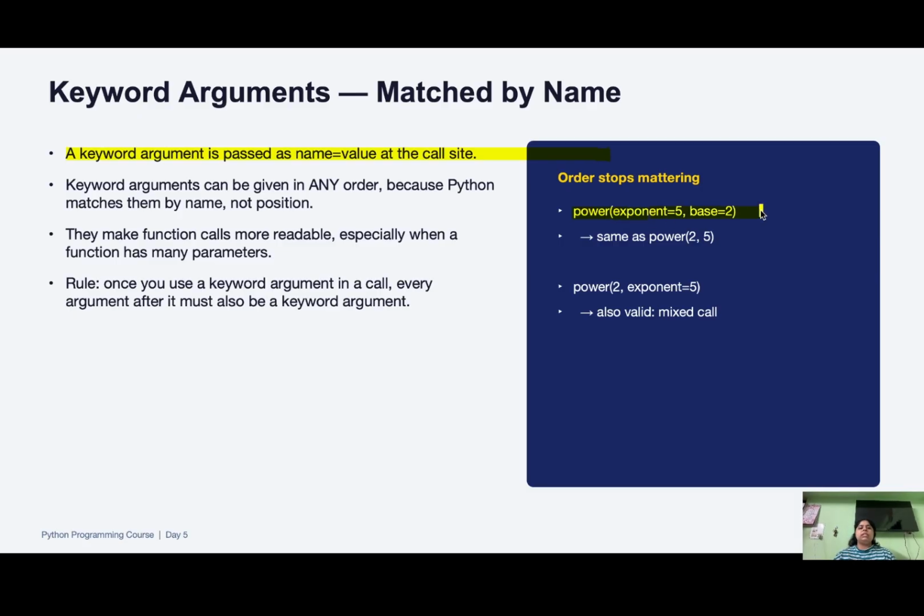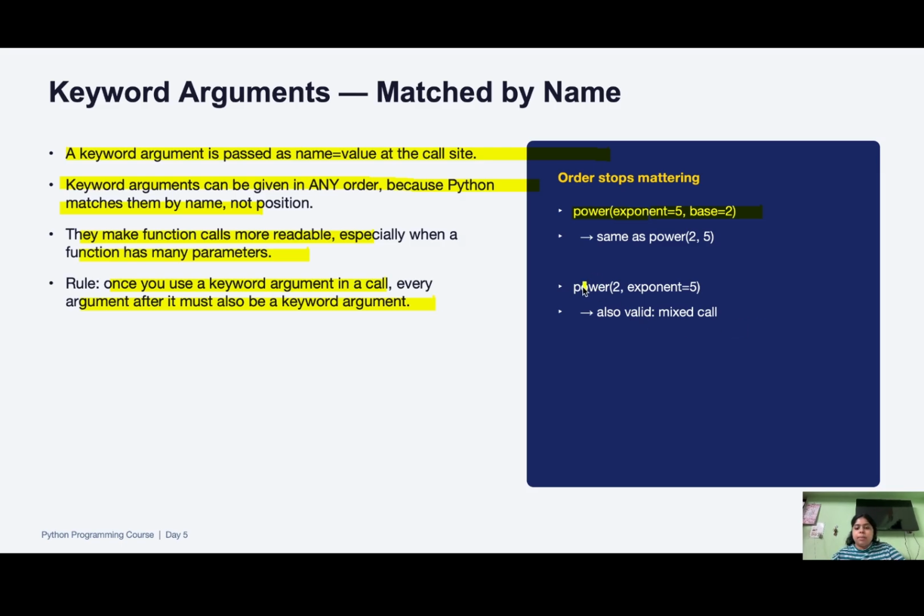So in this case, if you interchange also, confusion won't be there because you are mentioning it. Keyword arguments can be given in any order because Python matches them by name, not by position. So you are now clear with both positional and keyword arguments. They make function calls more readable, especially when a function has many parameters. Once you use a keyword argument in a call, every argument after it must also be a keyword argument. If you are once mentioning it, you have to mention it every time.